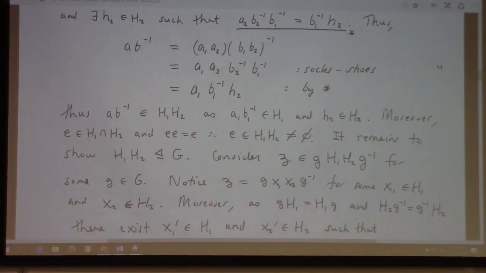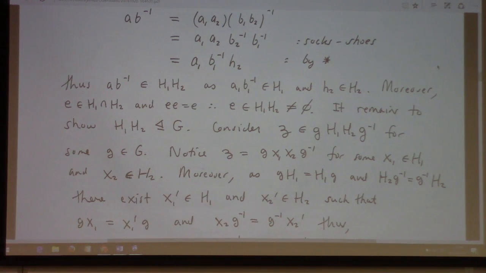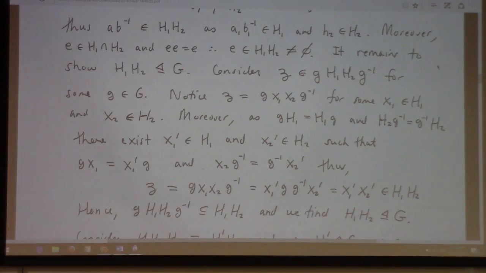So to see that it's normal, if I consider z in the conjugate of H1H2 by g, that means that there's some x1 and x2 in H1 and H2 respectively. But we also know that left and right cosets match, because H1 and H2 are normal. So that means that there exists an x1 prime and an x2 prime such that gx1 is equal to x1 prime g, and x2 g inverse is equal to g inverse x2 prime.